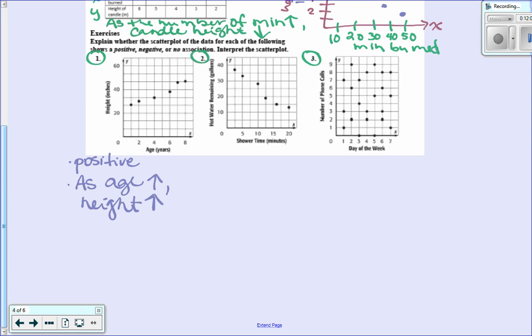All right, number 2. What'd y'all get? Good, it is negative. And then how did y'all interpret this one? Shower time increases, and then hot water decreases. Yeah, gotta be quick, right? Okay. So as shower time increases, hot water remaining will decrease.